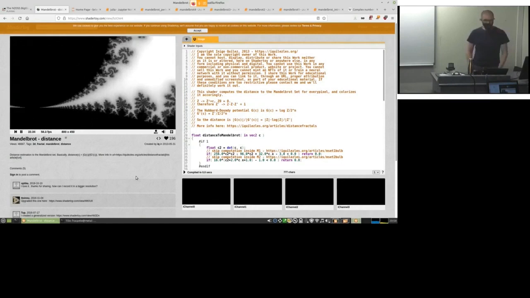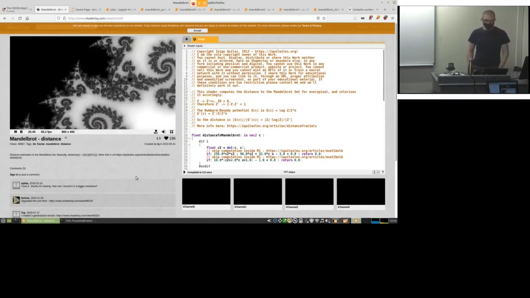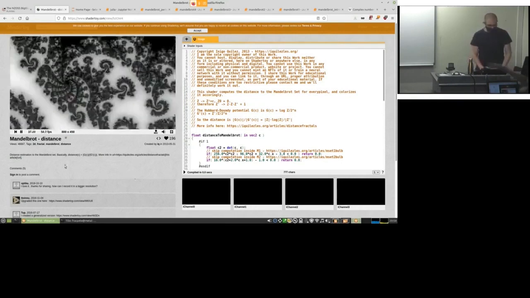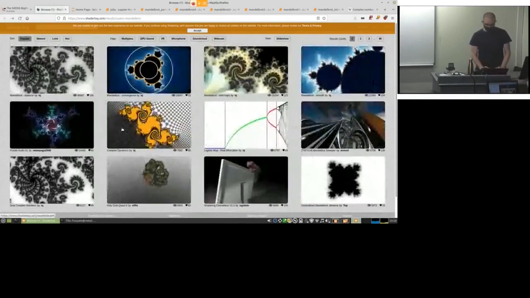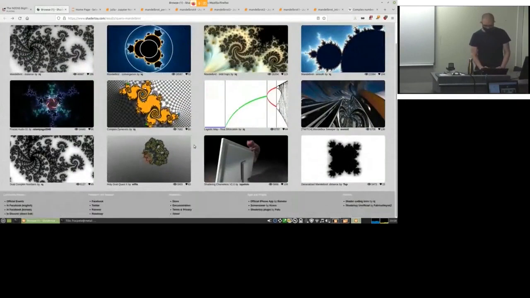And this is only 2D. Have you seen the Mandelbulb? That's 3D, and you get vertigo from this. In 3D, it just destroys your mind.